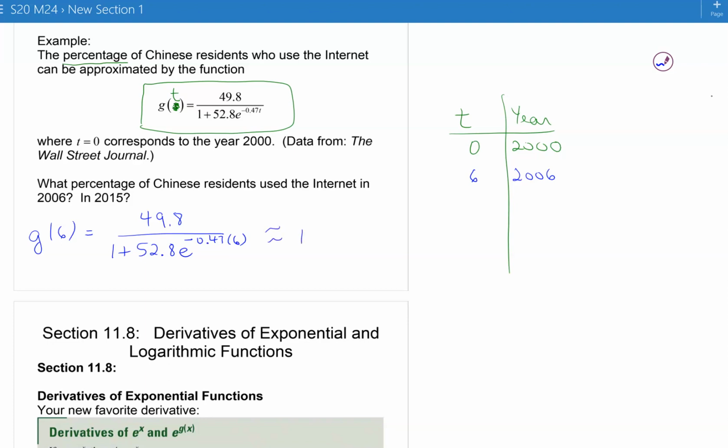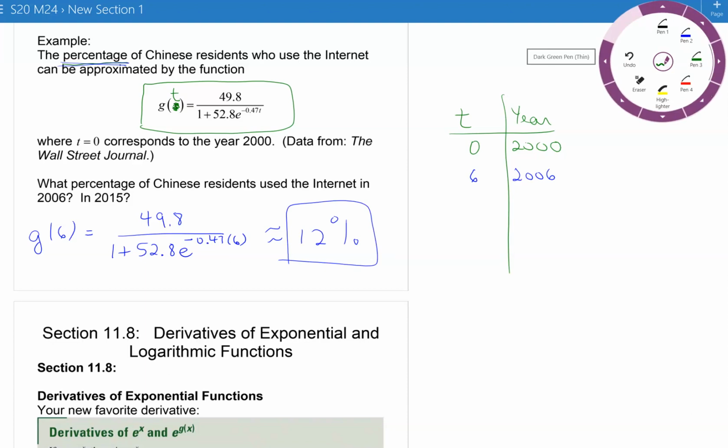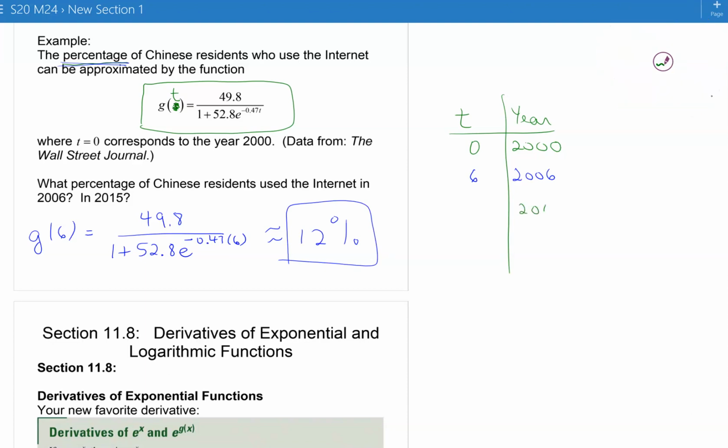And I'm getting about 12% if I round to the nearest whole number. And it was given that the output of this function is in percent. And so let's go ahead and look at also what happens in 2015. And so that's going to be when t is 15. So we'd have g of 15 equals 49.8 over 1 plus 52.8 e to the negative 0.47 times 15 now.